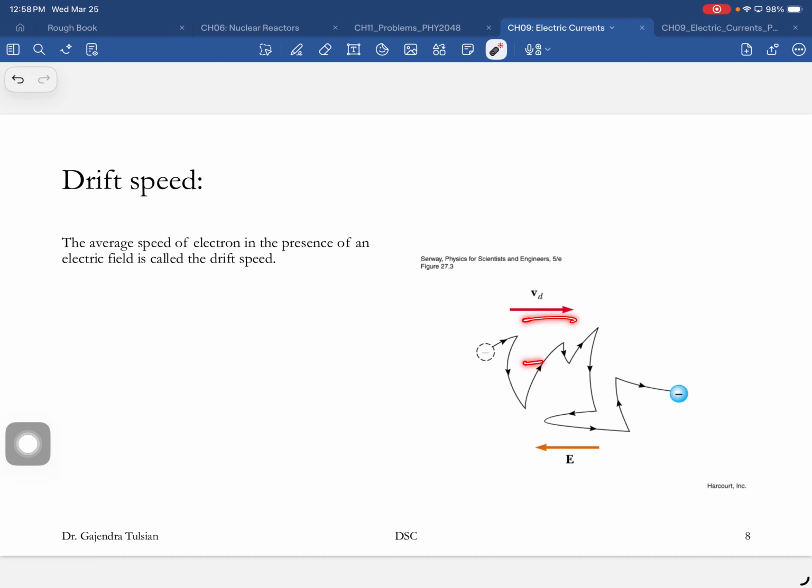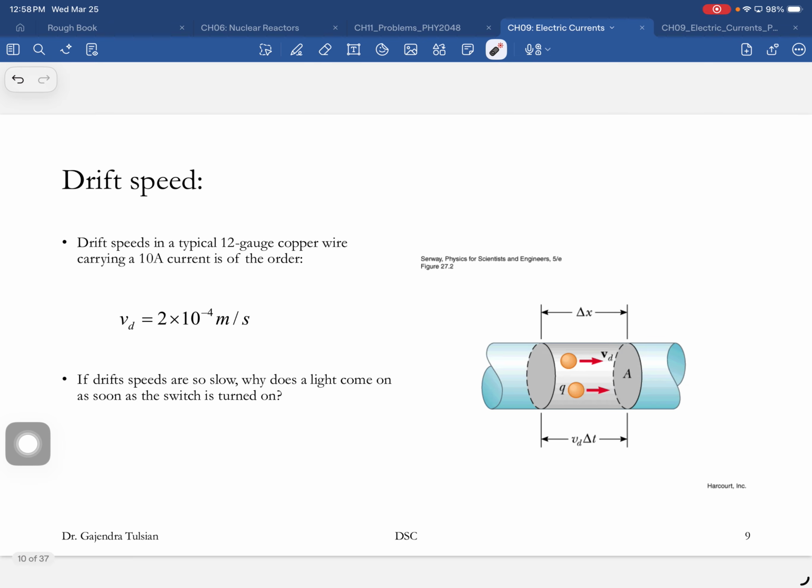The drift speed is the average speed on top of this random motion. So the motion is fairly complicated. The drift speed is about 10 to the minus 3 meters, which would be a millimeter, so it's about 0.2 millimeters per second, or just to keep it simple, we'll say it's about a millimeter a second.